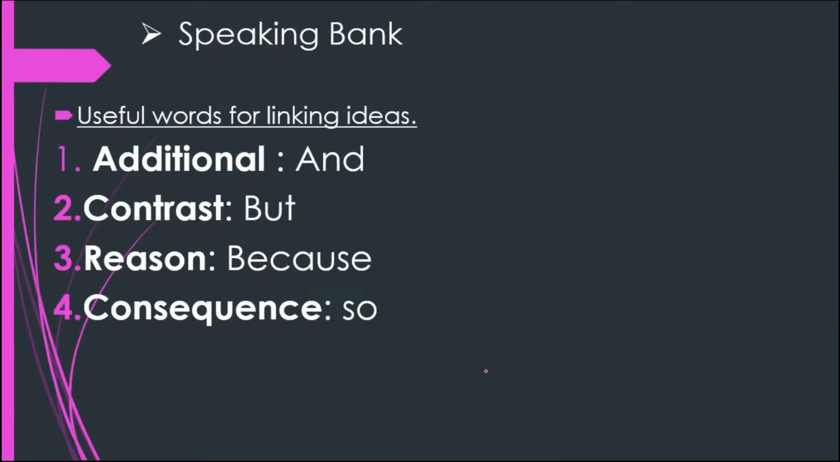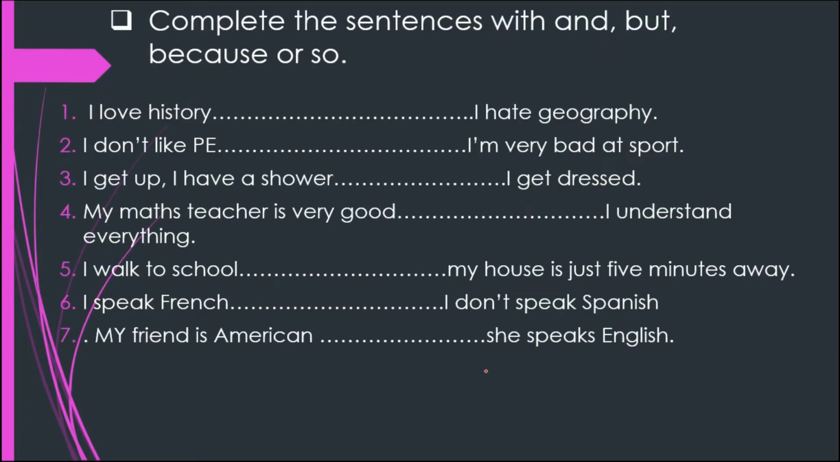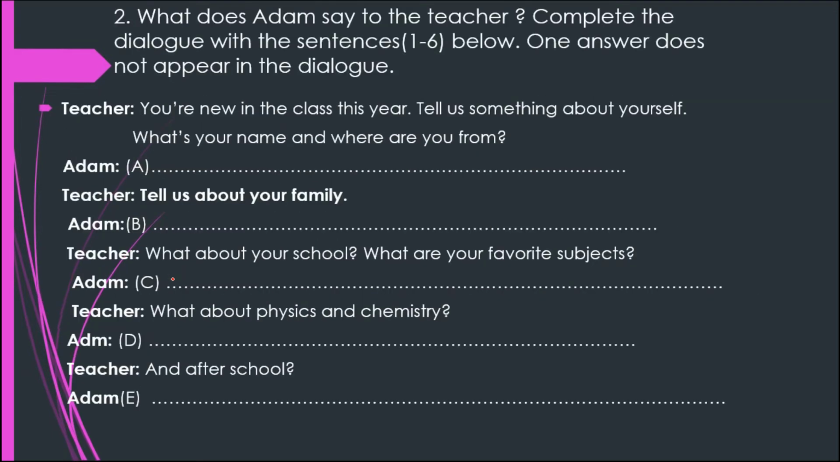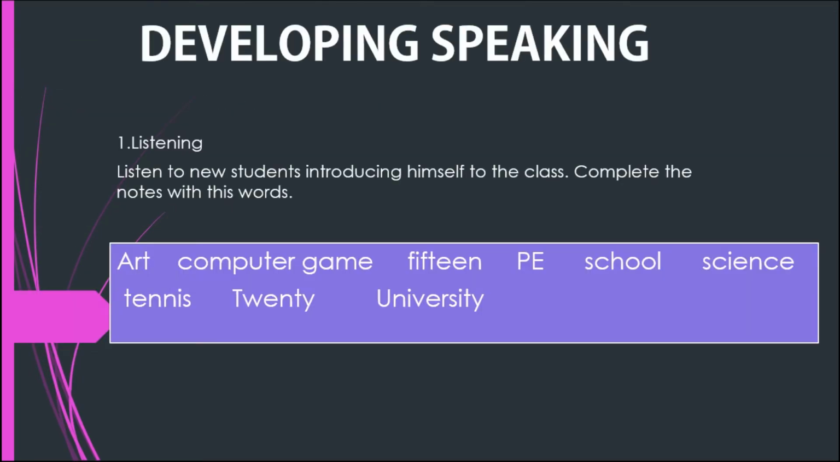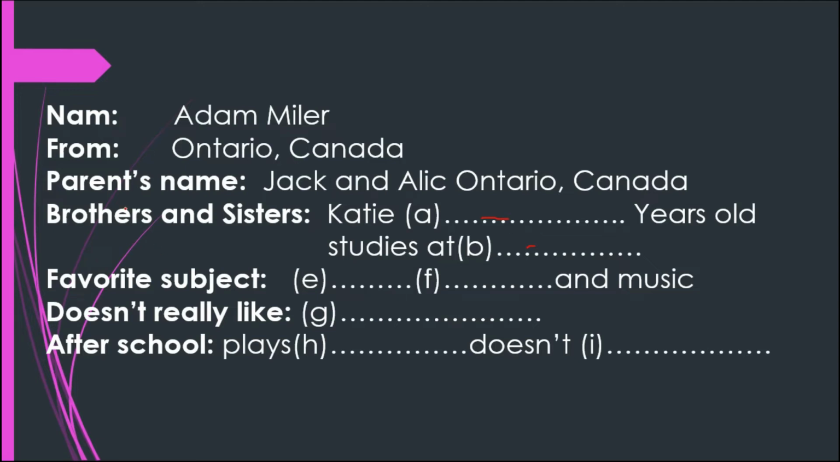This is the answer. And the last, speaking bank. Use full words for linking ideas. Addition: and. Contrast: but. Reason: because. And 4 is consequence: so. Here they want you to choose the word to complete: and, but, because, so. So let's start from the first slide. Here you are going to listen, and for the answer you need to check with your teacher in the class.